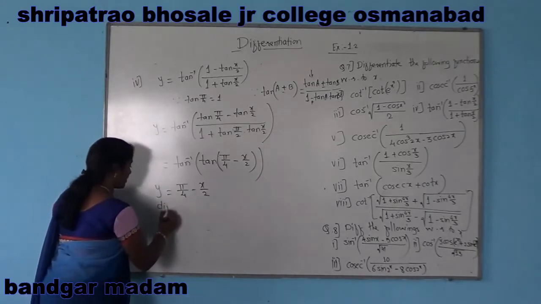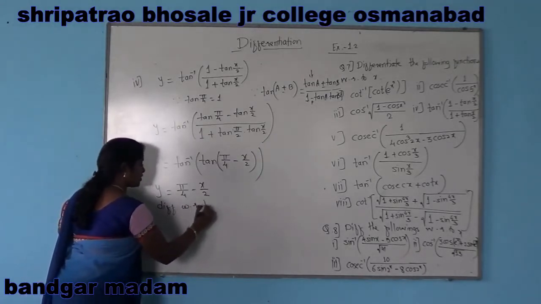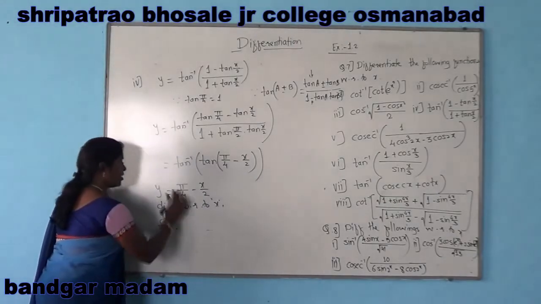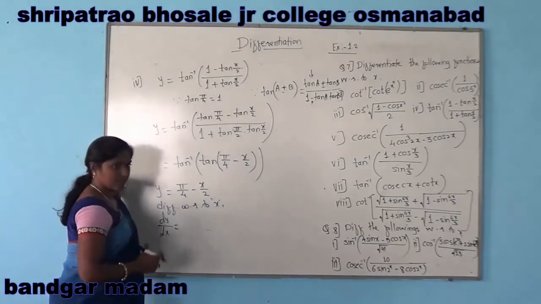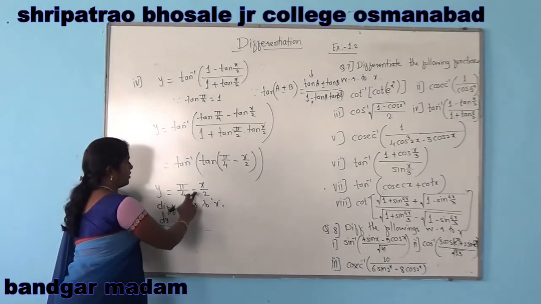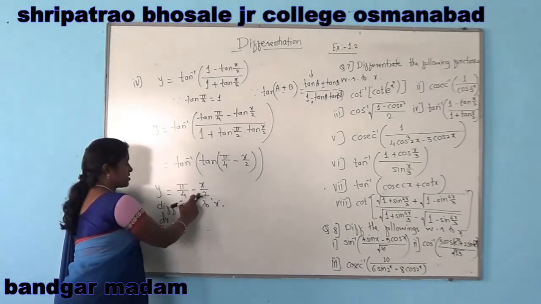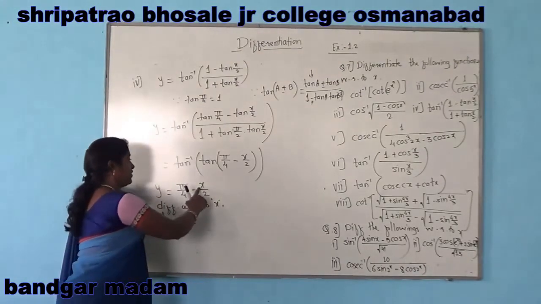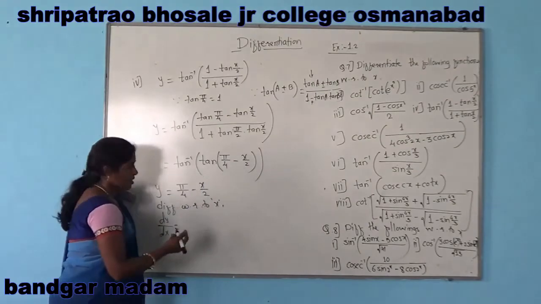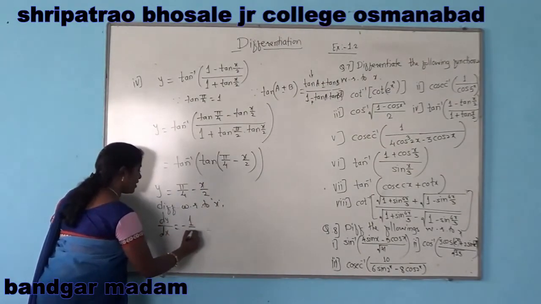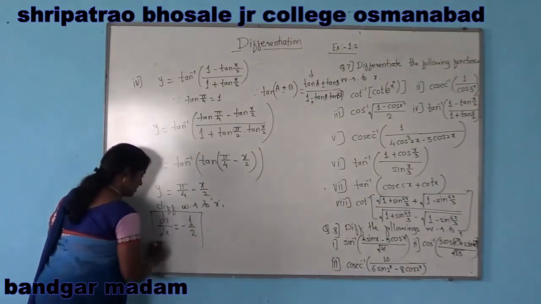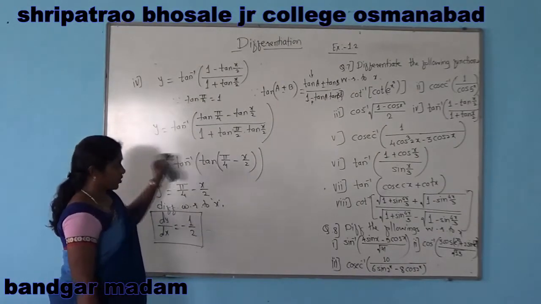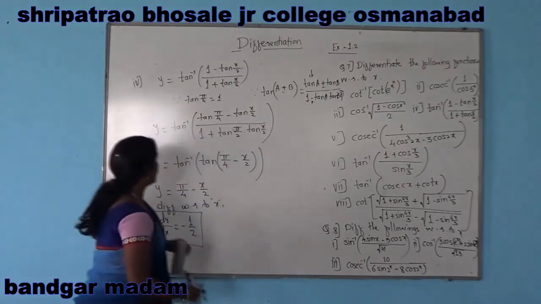So differentiating with respect to x, we get dy by dx is equal to derivative of pi by 4 is a constant, derivative is 0, and derivative of minus x by 2, minus 1 by 2 is a constant multiple, constant as it is, and derivative of the variable x is 1. So our answer is minus 1 by 2, required answer for question number 4. Now we are going to solve question number 5.